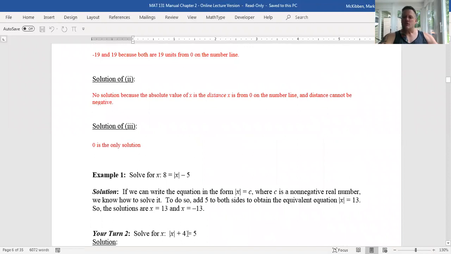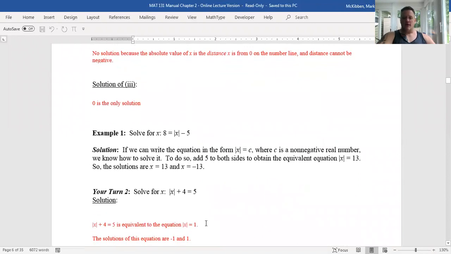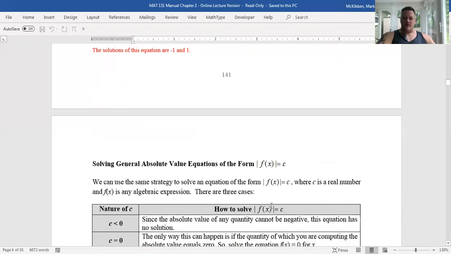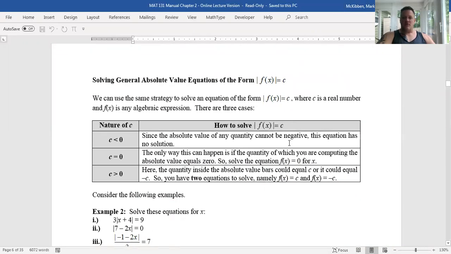For this Your Turn, we'll just talk about it since it's basically the same. Subtract 4 from both sides to get the absolute value of x equals 1, and then we know -1 and 1 are the solutions. What we want to address is this in general. If I have the absolute value of some expression equaling a number, I want to get rid of the absolute value, so I have three cases. One, if c is negative: if you have the absolute value of something on one side and a negative number on the other, there's no way there's going to be an x value for which that's true. So immediately, you know there is no solution.